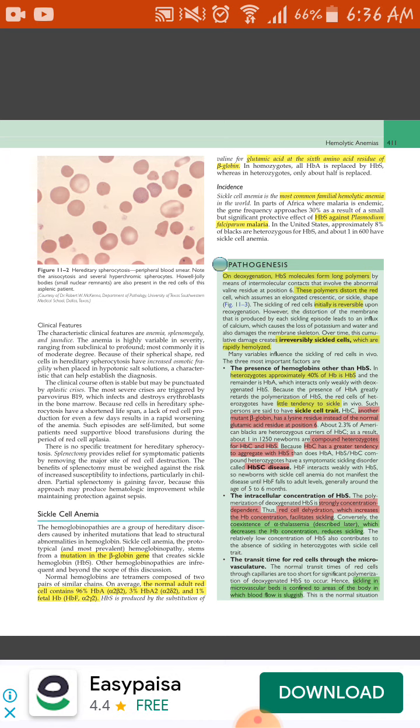Here, we are going to discuss hemolytic anemia due to hemoglobin defects. And the hemolytic anemias which occur due to hemoglobin defects can be of two types. Either they are qualitative. Qualitative means that there is some defect in the quality of hemoglobin. So the qualitative defect example is sickle cell anemia. So in this video, we will discuss sickle cell anemia in detail.